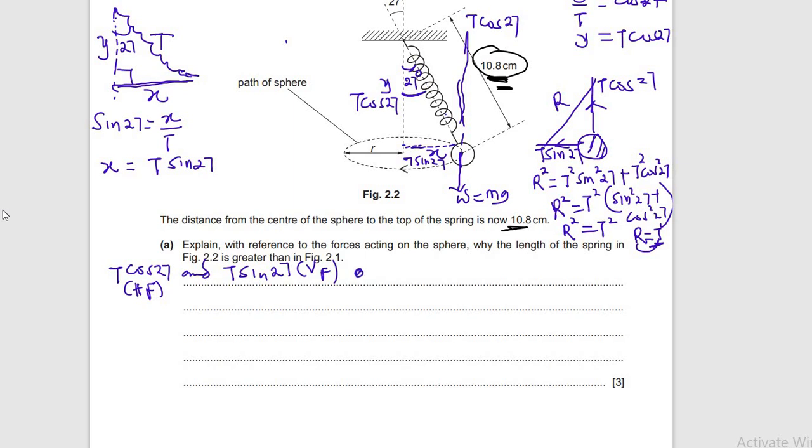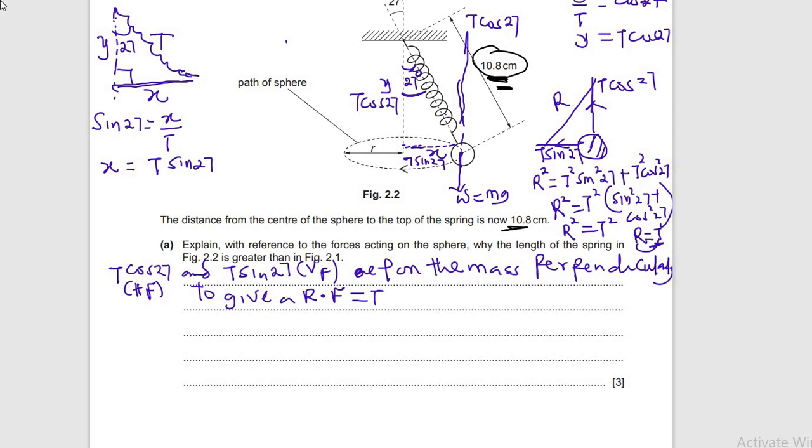act on the mass perpendicularly to give a resultant force equal to tension. That's the first point. That should be 1 mark.